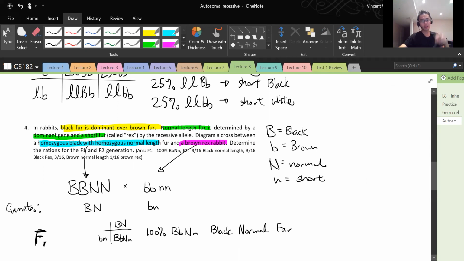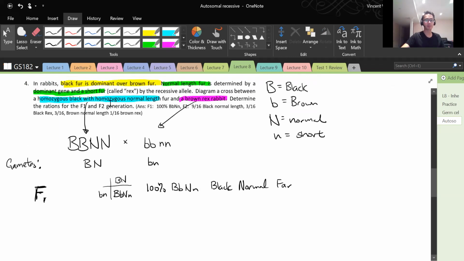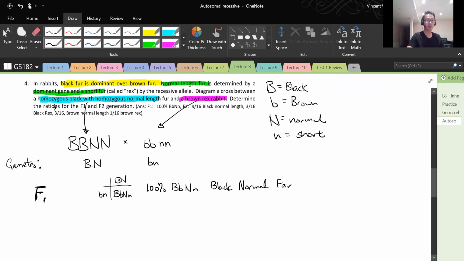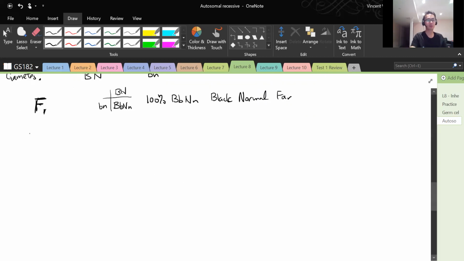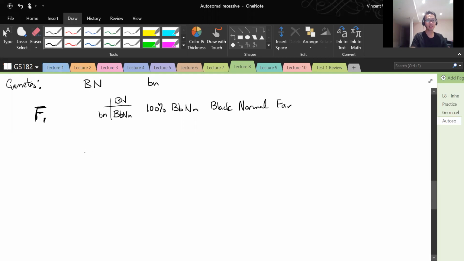Okay, now we're gonna take two rabbits from the F1 generation and we are gonna cross them. That's what it says, right? Find the, this is a typo, sorry. Find the ratio, not ration. Okay, ration is like food. Find the ratio for F2 generations. Okay, so F2. How do we get F2? So we're gonna take two of the bunnies from the F1 generation and we're gonna cross them.